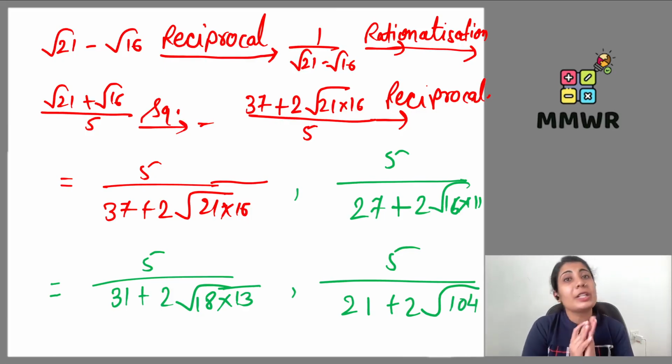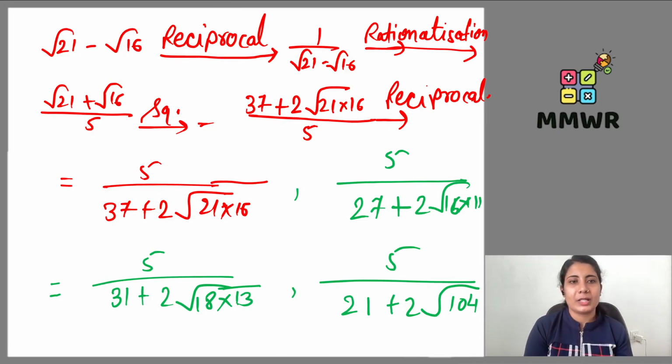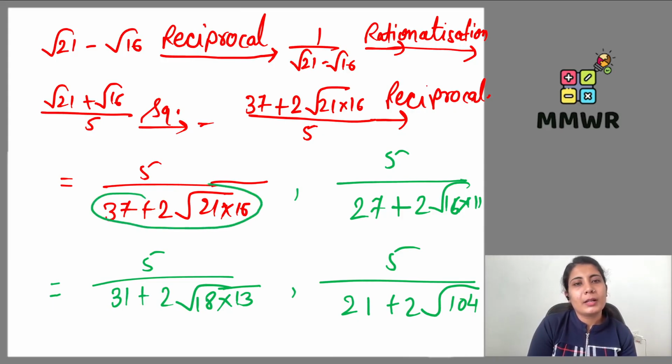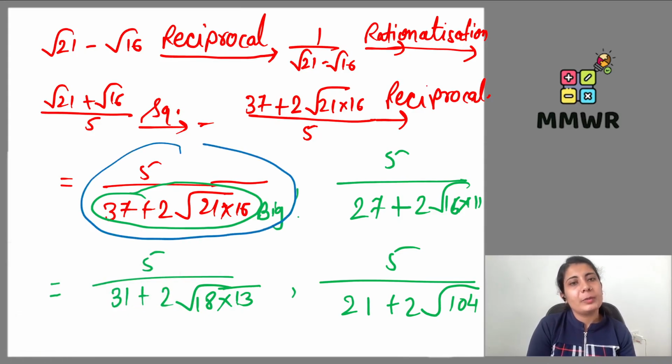So we can see here the numerator is the same, 5, 5, 5, but the denominator is 37 plus something, meaning it is going to be bigger than 37. 27 plus something will be bigger than 27. 31 plus something will be bigger than 31. 21 plus something means it is greater than 21. But it is a root value, so it cannot become much bigger. That is why 37 plus something is the greater one. So the denominator is big, but it is coming in the denominator, that is why the fraction will be small.